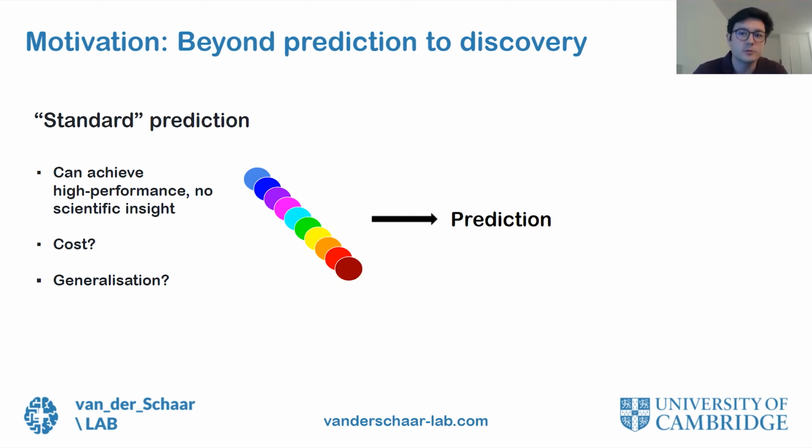Now, in the remainder of this talk, I want to go beyond standard prediction tasks and move towards discovery. And so what do I really mean by a standard prediction task here? In standard prediction tasks, we have features, and in the case of genomics or omics, quite a large number of features, and we wish to predict some outcome. While this kind of standard setup can achieve high performance, it doesn't inherently provide any scientific insights.